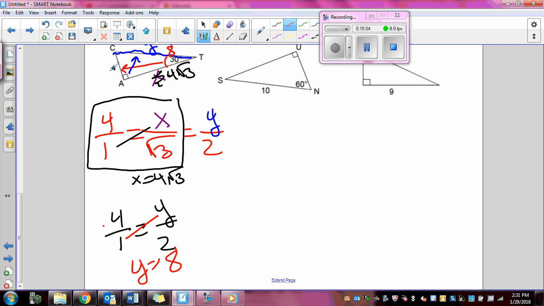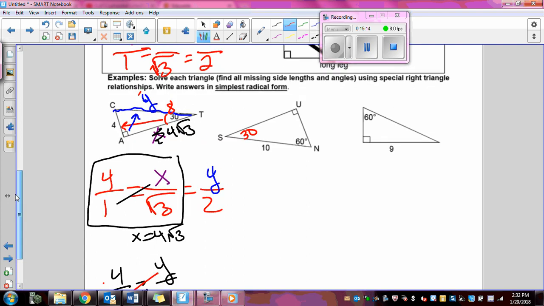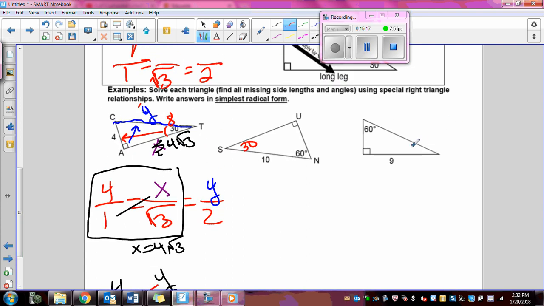So if you guys see the pattern on the back, 4, 4 square root of 3, 8. It's going to be the same thing. If you have any questions, I want you guys to try these out. If you have any questions, please ask when you come and see us in class tomorrow.